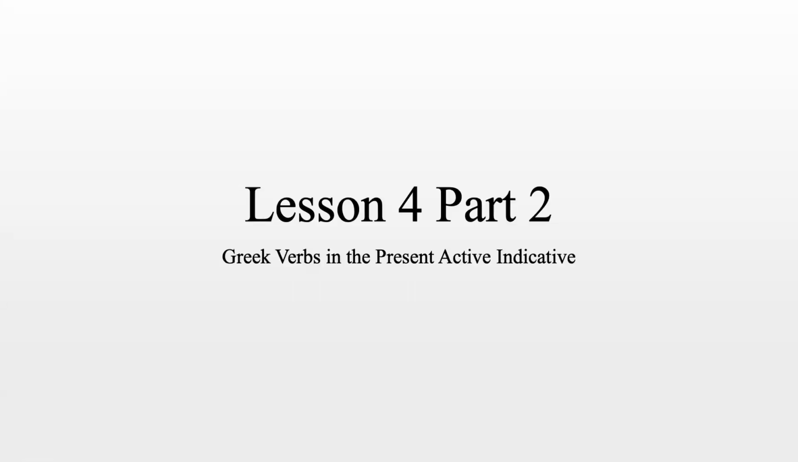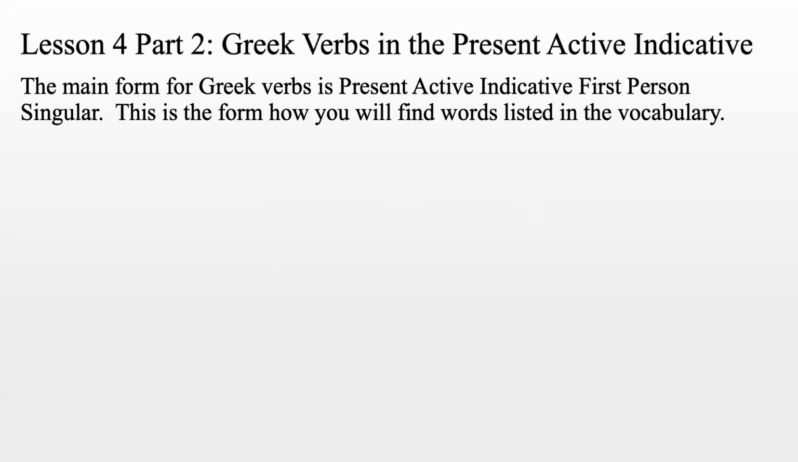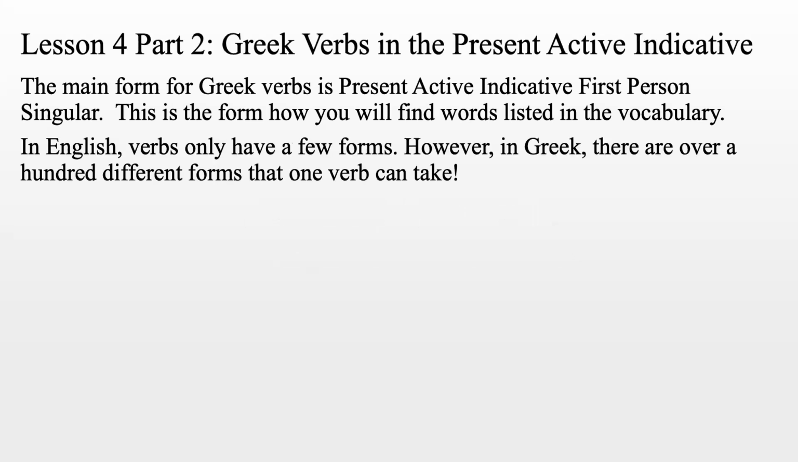Lesson 4, Part 2, Greek verbs in the present active indicative. The main form for Greek verbs is present active indicative first person singular. This is the form in which you will find words listed in the vocabulary. In English, verbs only have a few forms. However, in Greek, there are over 100 different forms that one verb can take.